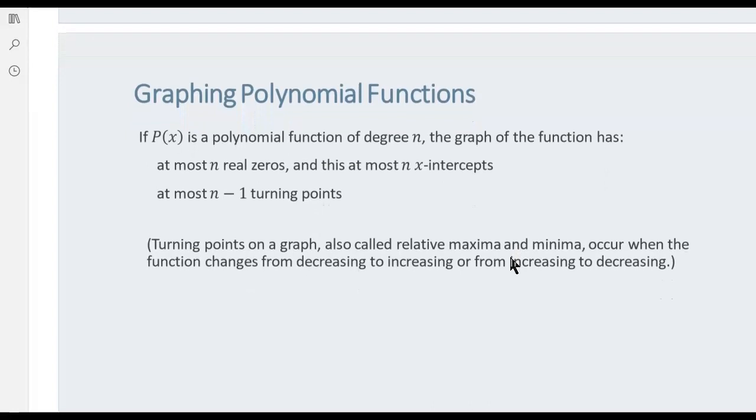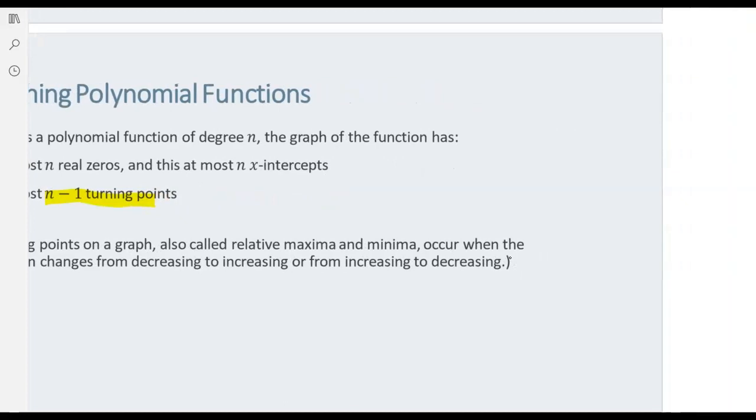In the last section, we were talking about the number of zeros that you'll have for a polynomial, and we said that it's going to have at most n x-intercepts, n being the highest power of the polynomial. And then we have this new idea of what's called a turning point. A turning point is a relative maximum or minimum.